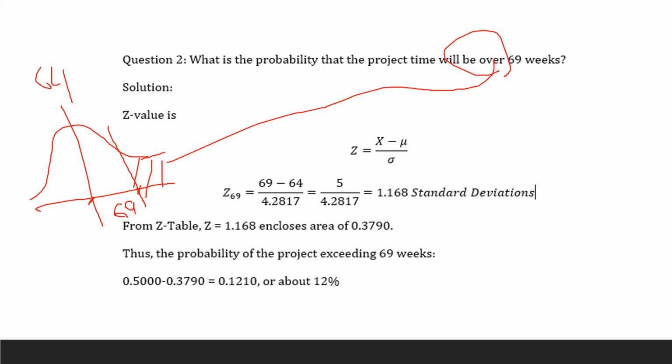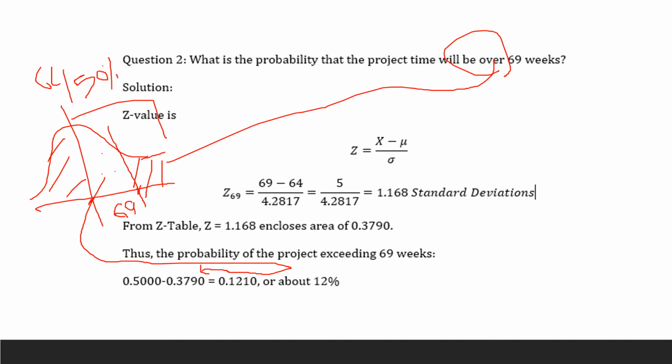Then you go to the Z table and get your area. This side again is 50, so from here to the end is also 50. This little white area represents the area from 64 to 69. From here to here is 50, so 50 minus that is going to give you this.